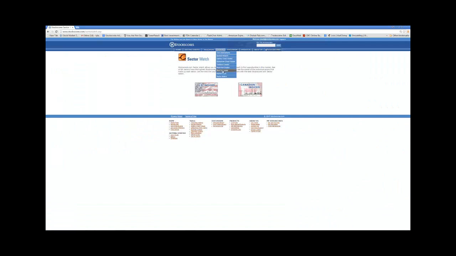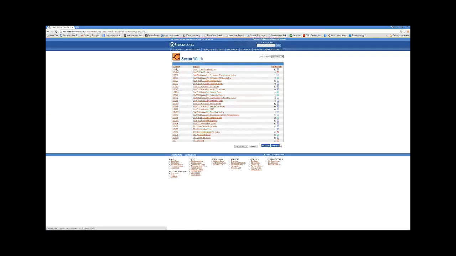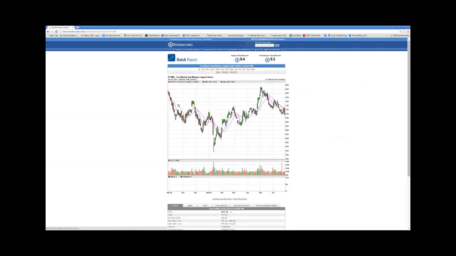What I've done is I've gone into the Sector Watch. I've gone Tools, Sector Watch. That puts me into here. I can go Canadian Indices, and there I can see the index chart. So if I want to see what the mining index chart looks like, simply click on that and I can see the mining index. And I can see, okay, we were having some rising bottoms. That was broken in May, and now we've switched to falling tops. That's a negative chart, but that's only an 8-month chart.